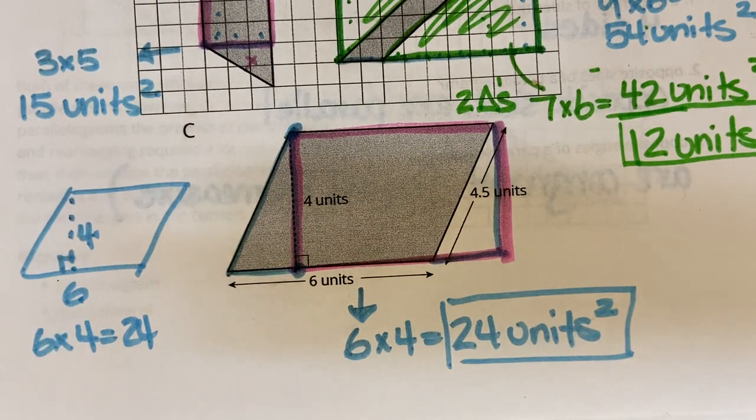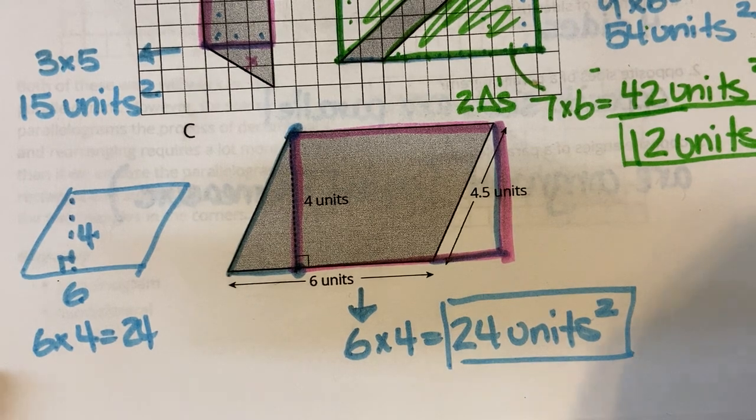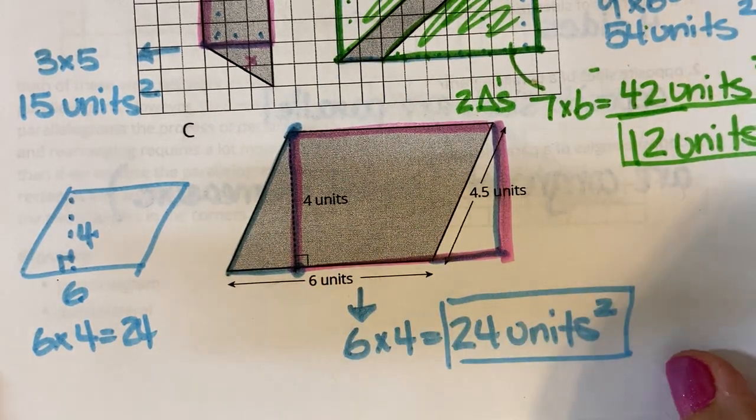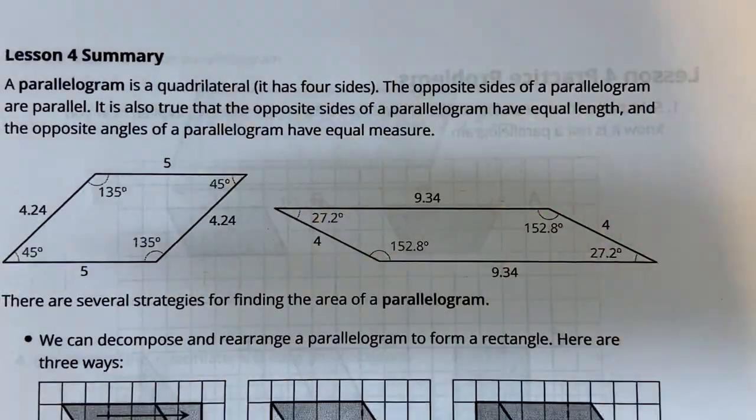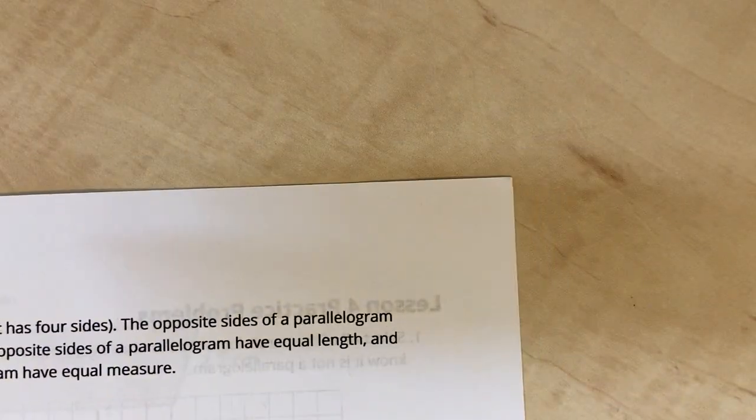All right. So they're pretty easy. They're just like rectangles, same formula, except you've got to remember what the height is. And if you forget that, then you just move over the triangle and make a rectangle. All right. There's not too much. That's pretty much all that's in this section.